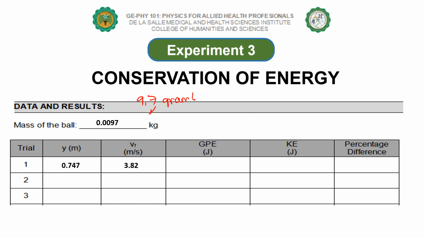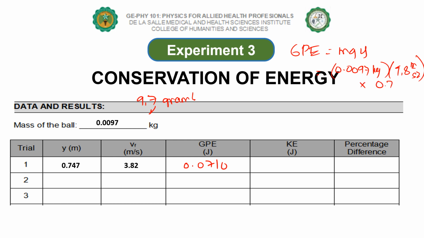So the answer here, using four decimal places, is 0.0710 joule. This is the value of the gravitational potential energy. Again, this is mgy: the mass is 0.0097 kilograms, multiplied by 9.8 meters per second squared, multiplied by 0.747 meters. This is equal to 0.0710 joule.